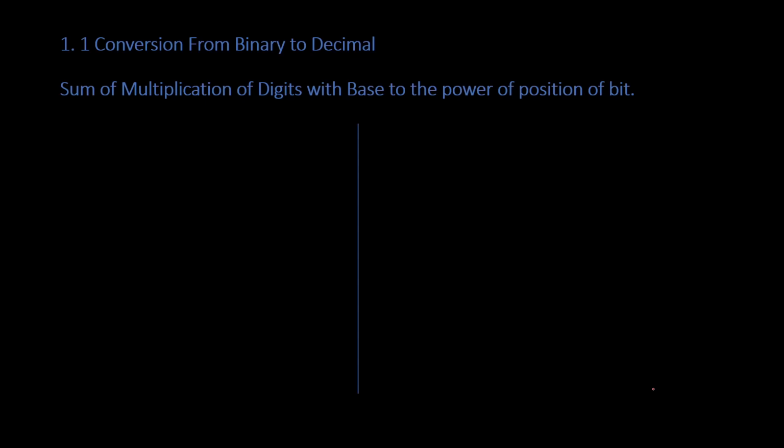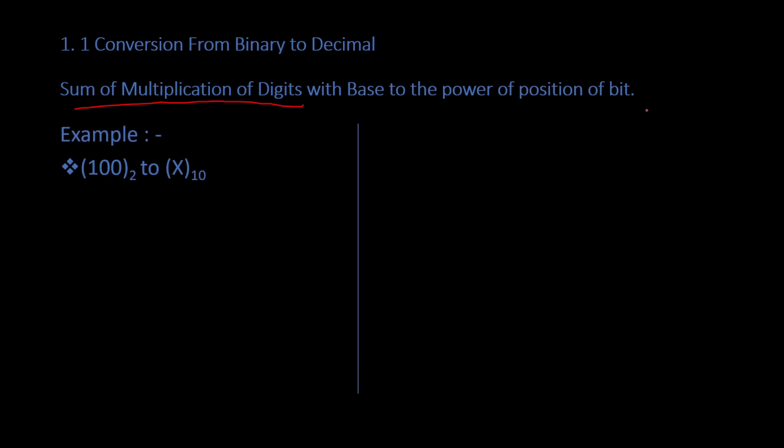And in this, we are converting binary to decimal, octal to decimal, and hexadecimal to decimal. Here the method will be the sum of multiplication of each digit with the base to the power of the position of the bit. If you recall, in the first slide I told you about the manual method in binary. There we multiplied the base to the power of the position of the bit, and we added and got the sum.